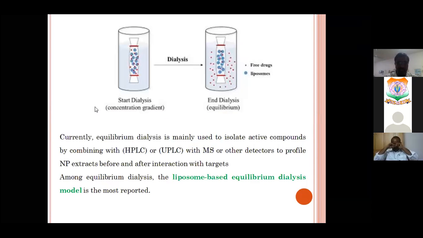Among equilibrium dialysis methods, one widely used is liposome based equilibrium dialysis. Liposomes are nothing but lipids. Here you can see the liposome particles in blue color, and free drugs which are going to bind here. They stay in the lipid in the dialysis tube, and those which do not stay come out. That is nothing but free unbound drugs.